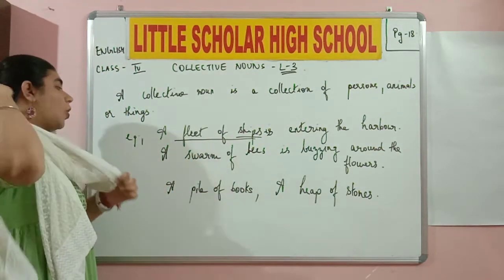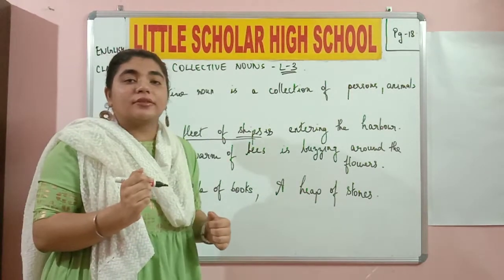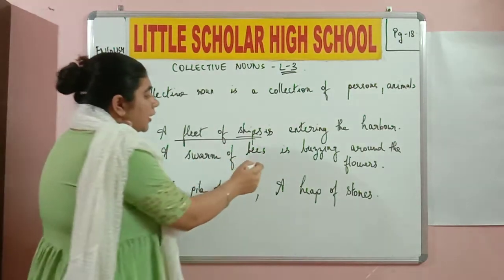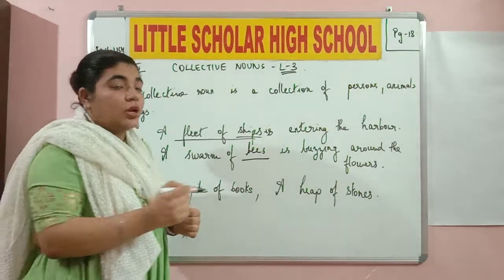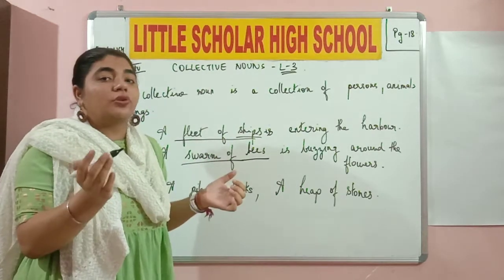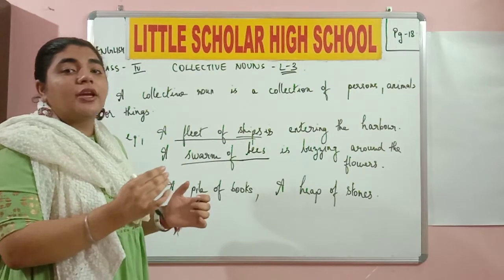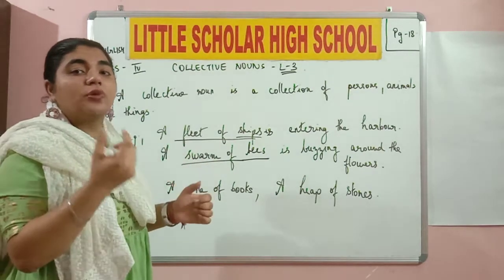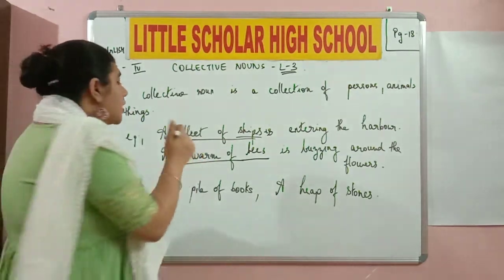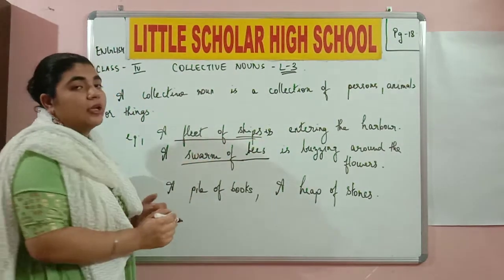Now, a swarm of bees is buzzing around the flowers. What do you mean by this? They have given you a hint over here. You can see bees, which is a noun. A swarm of bees means there are too many bees, which you cannot even count. So there are so many bees which are buzzing around the flowers. Instead of saying so many, I am using the phrase, a swarm of bees is buzzing around the flowers.